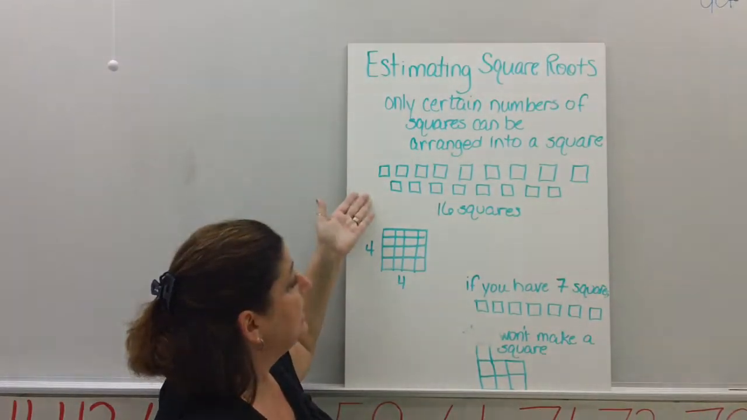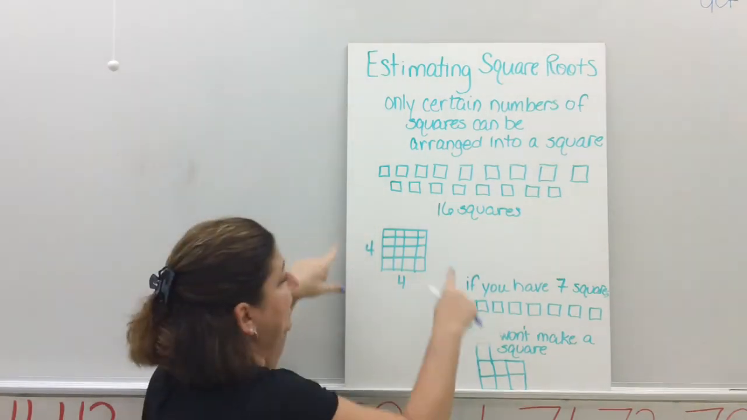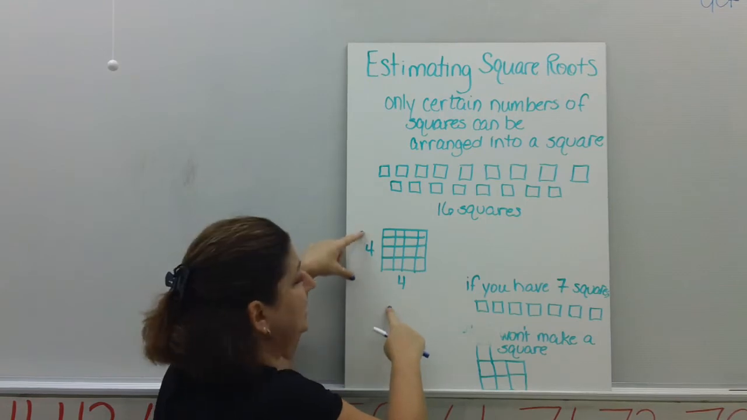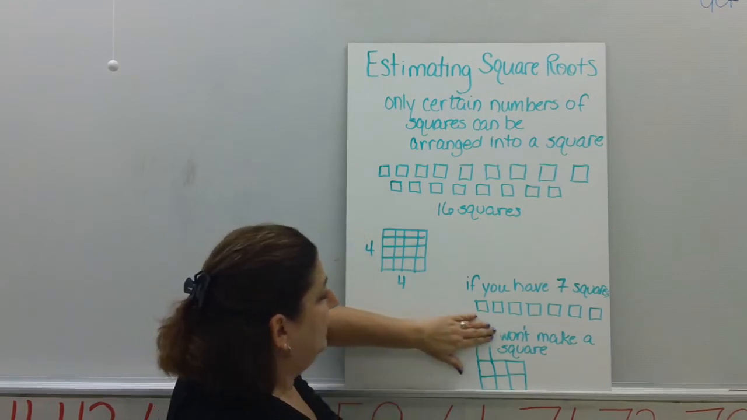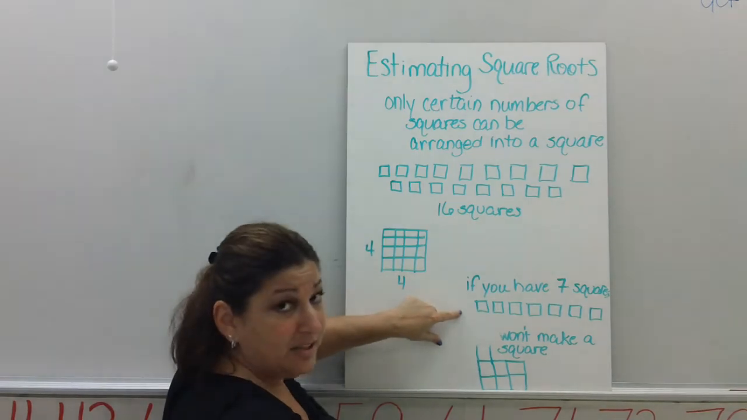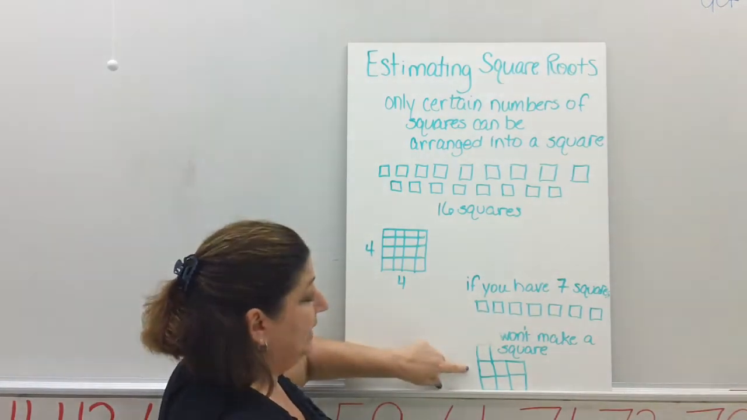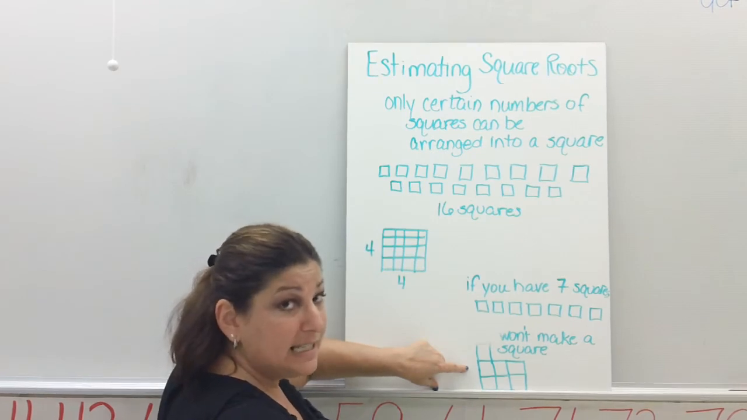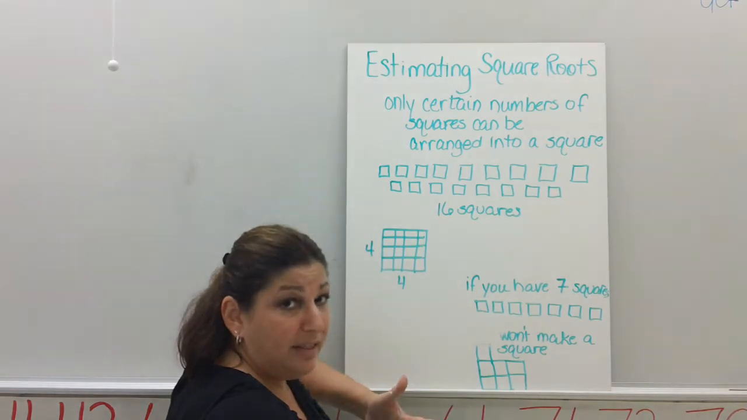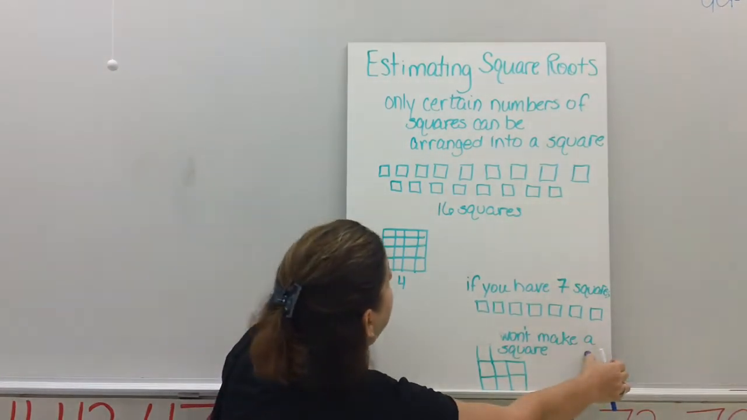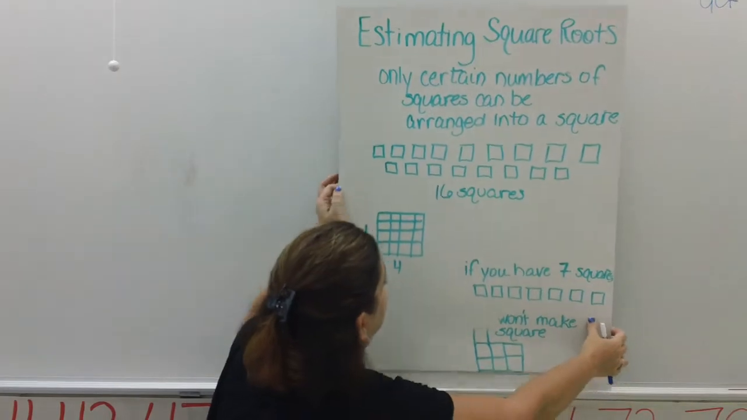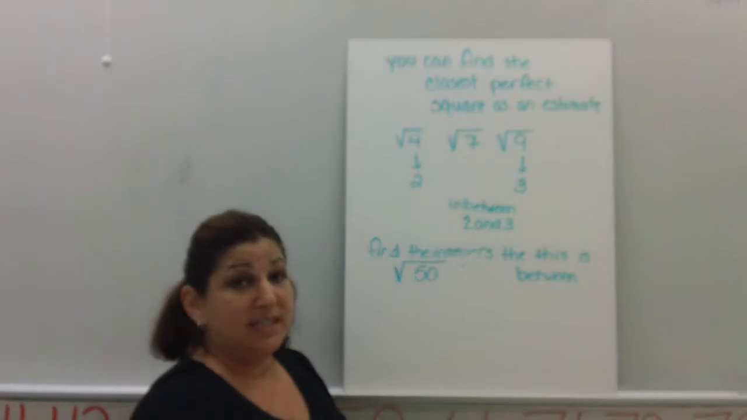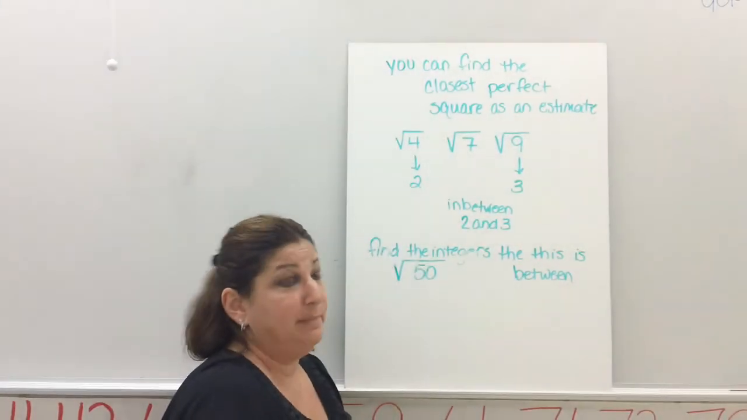So if I were given 16 squares, I can put them in an array so that I have 4 units this way and 4 units this way. If I have 7 squares, they're not going to fit into a nice even number to make a full square. So I'm going to have to estimate based on what I know about other perfect squares. You're going to find the closest perfect square to get your estimate.